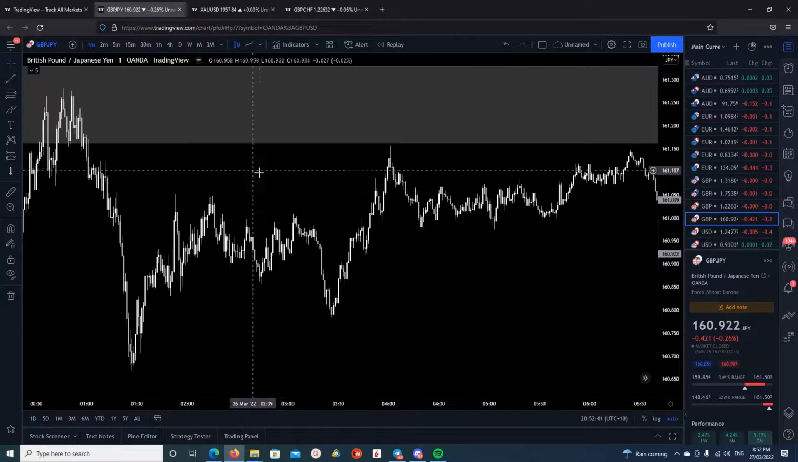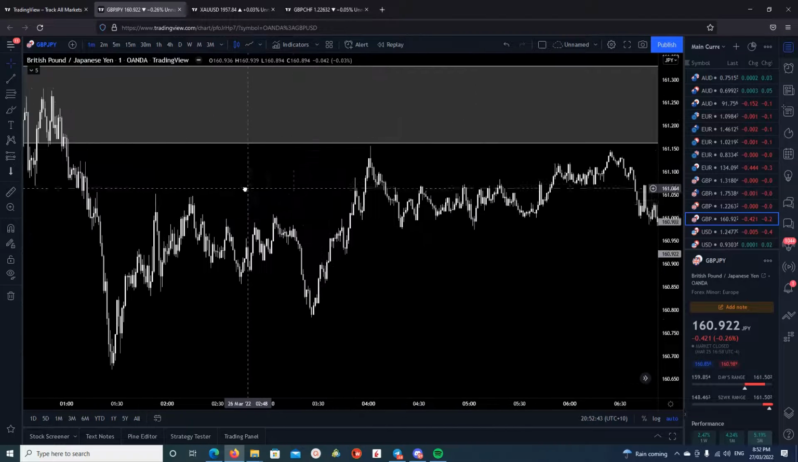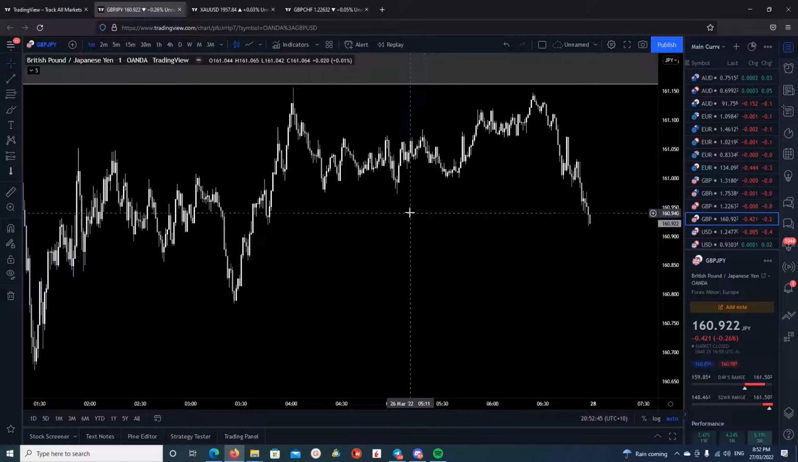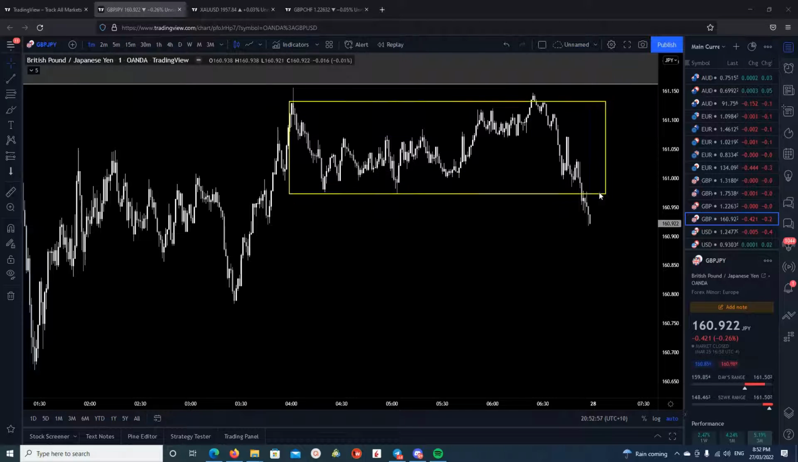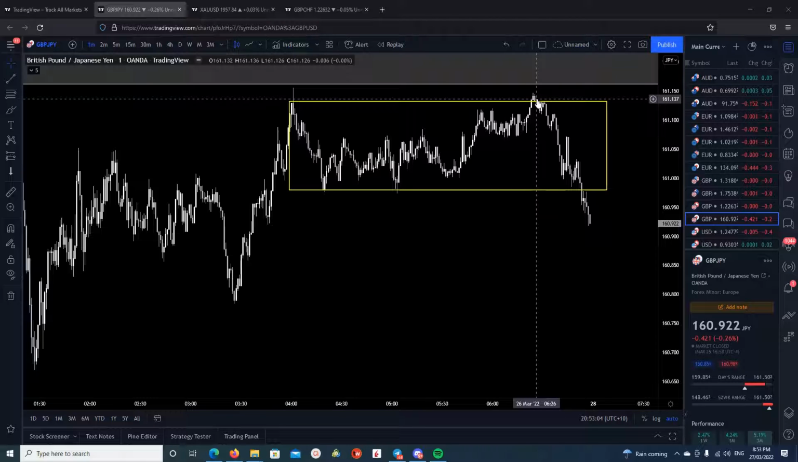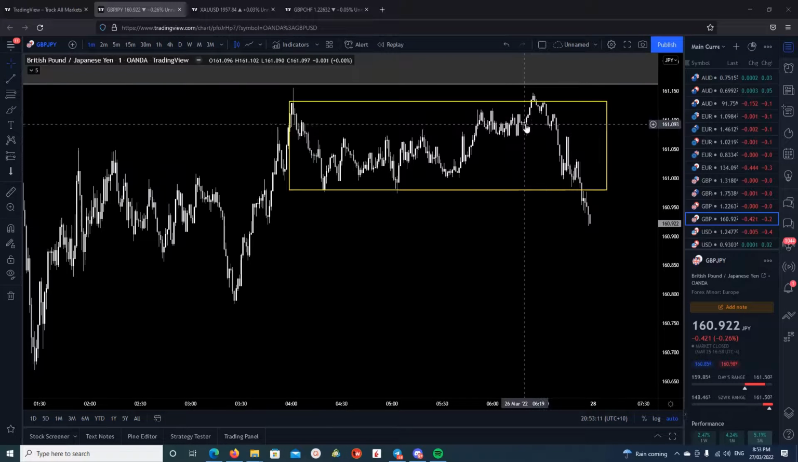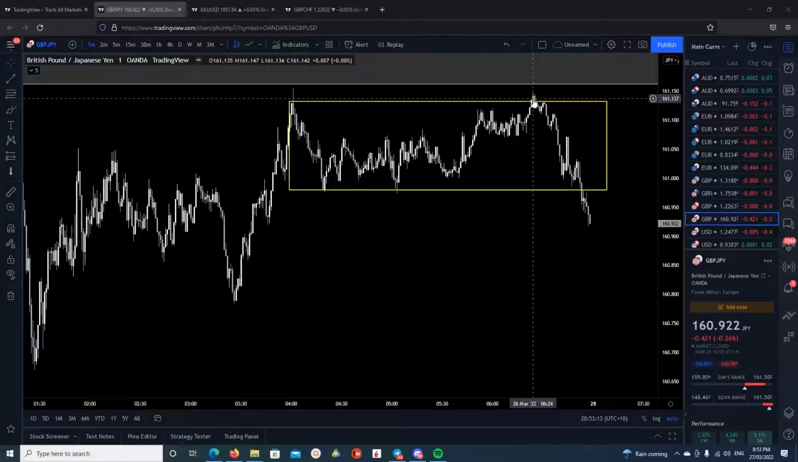Obviously GJ's been a bit messy this week, so it's kind of hard to pinpoint, but we do have a bit of a range here, so we're just gonna draw this out. Yeah, so we did have this range here. We did have a bit of a double top here, and we didn't really have any strong closures above here. We just pretty much snapped back into this range.